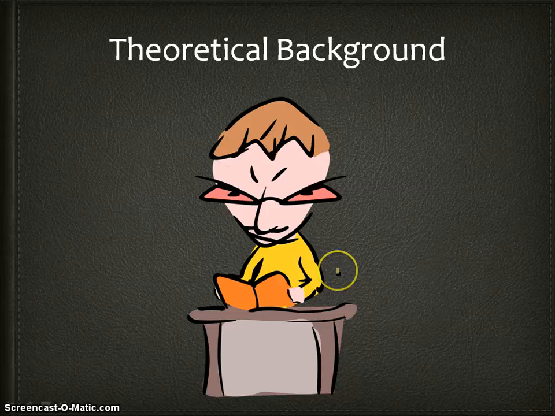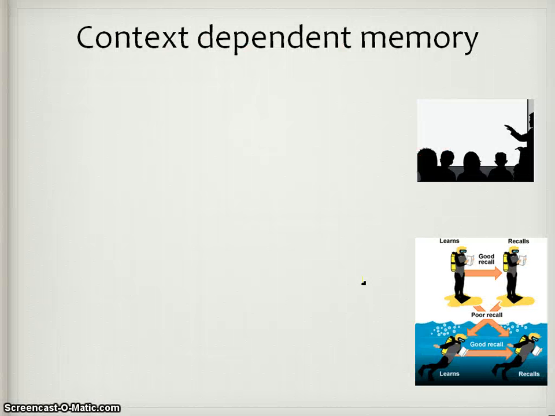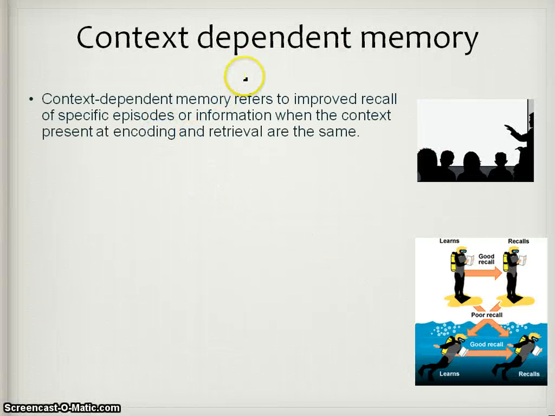When we see the pause sign, then pause and have a go at doing that. Update your summaries. So the background, this is someone revising for an exam. That's going to be important. Context-dependent memory. So what is context-dependent memory? It refers to improved recall of specific episodes or information when the context present at encoding and retrieval are the same.